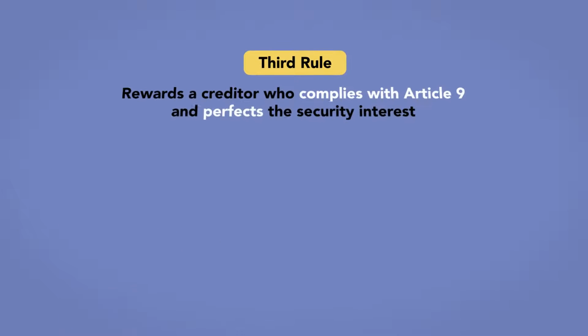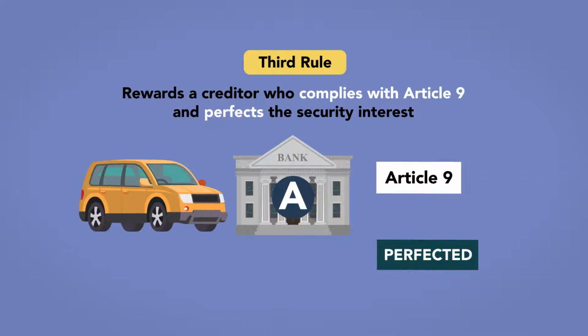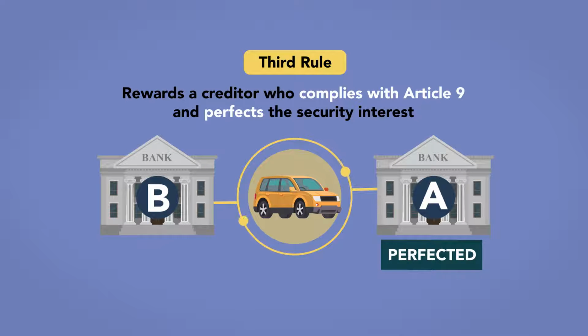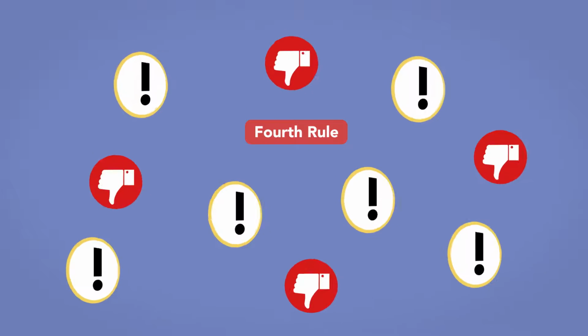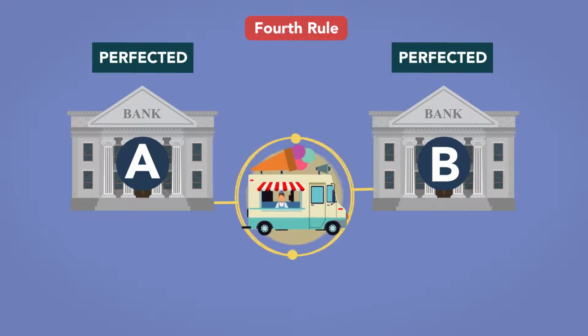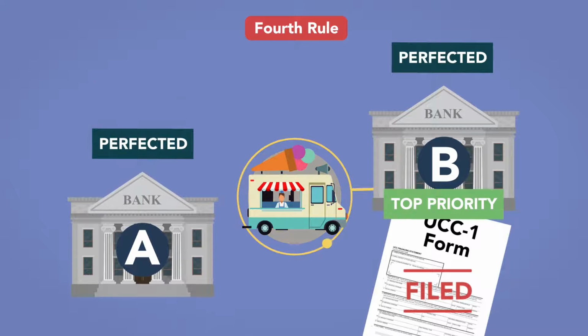The third rule rewards a creditor who complies with Article 9 and perfects the security interest. If both Bank A and Bank B have attached security interests in the equipment, but only Bank A has perfected, Bank A will win. The final rule is the one that leads to the most disputes. If both Bank A and Bank B are attached and perfected, the secured party who first filed a UCC1 form or otherwise perfected will have top priority.